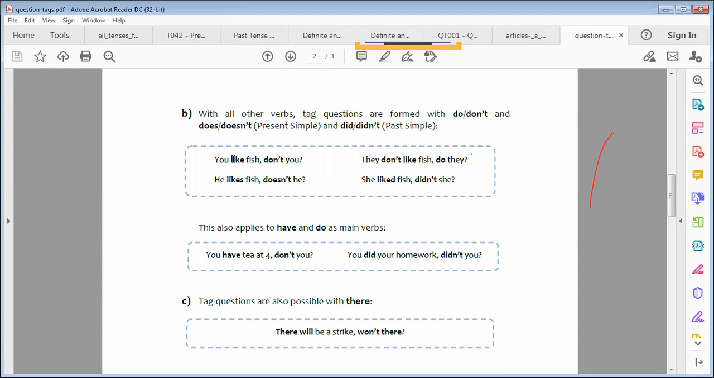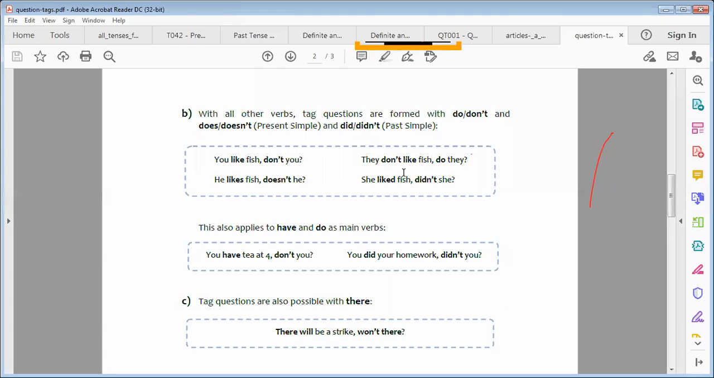Okay, let's see. Look at this sentence. You like fish. Now, is there a helping verb? No, a helping verb is not present. So then look at the tense. The tense is present tense. The subject is you. So I'm going to use do. And the sentence is positive, so my question tag will be negative. So I get don't you? Question mark. Look at one more example. He likes fish. Is there an auxiliary verb? No. Then what is the tense? Present tense. What is the subject? He. So I'm going to use does. The sentence is positive, so my question tag will be negative. Doesn't he? Question mark.